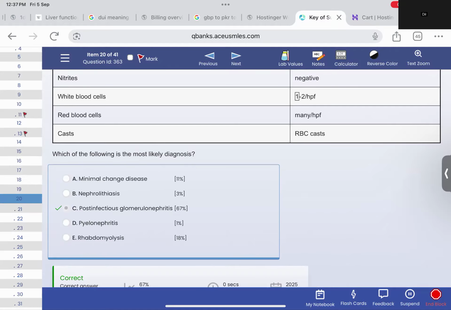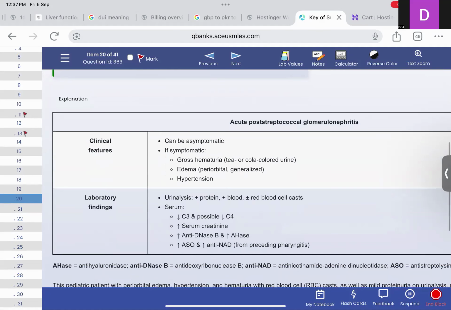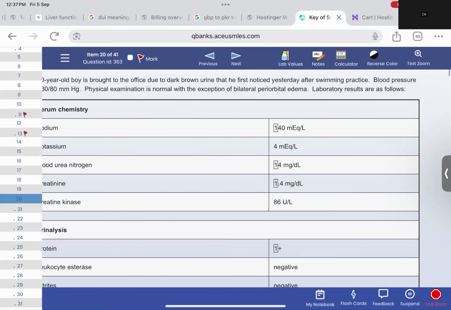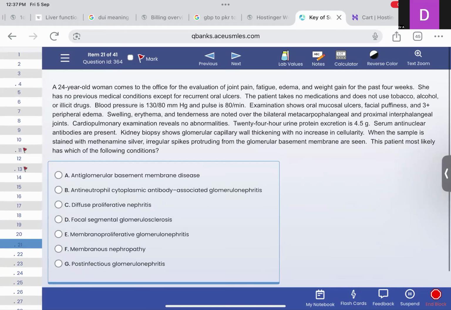Post-infectious pneumonia. So these questions are getting easy, right? Yeah, finally. Getting post infection. Yeah, anyone please?